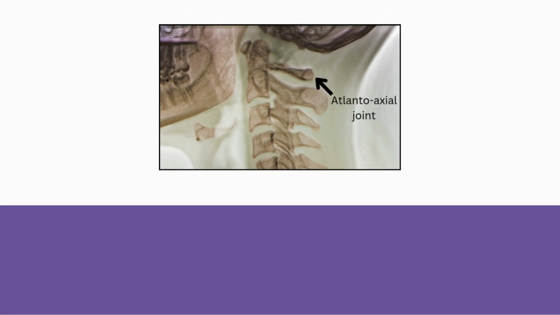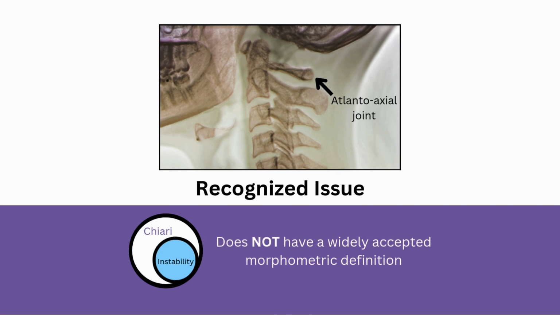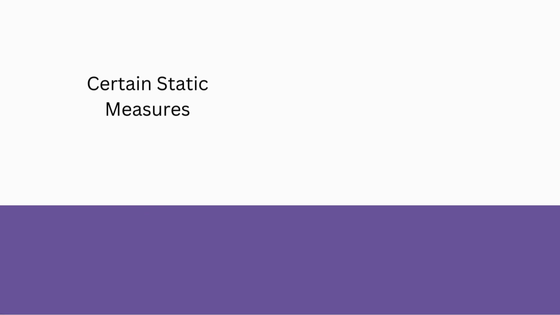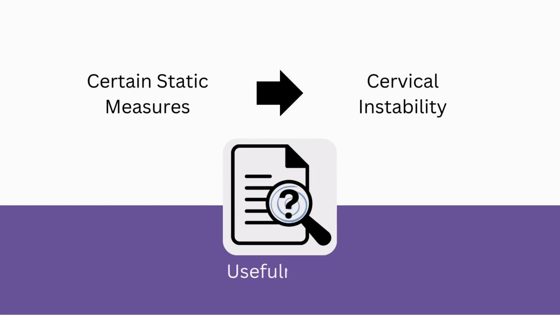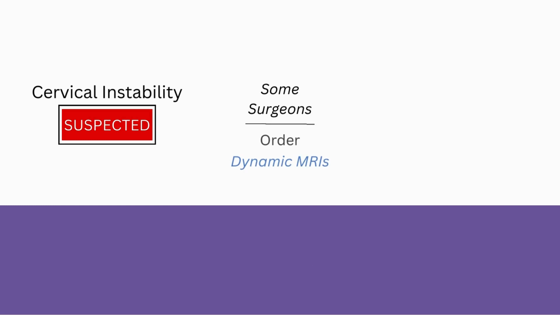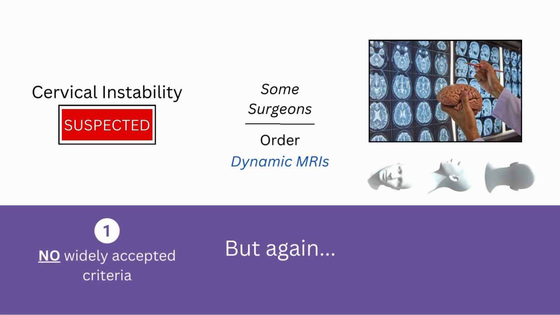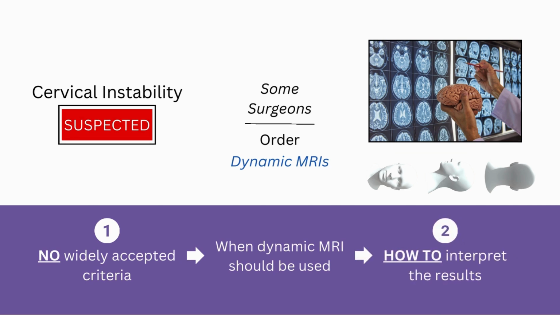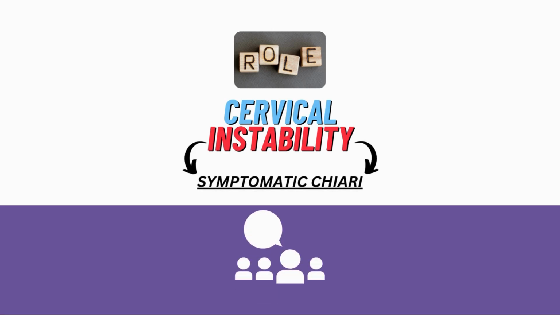Instability of the atlanto-axial joint is a recognized issue among a subset of Chiari patients, but does not have a widely accepted morphometric definition. Certain static measures can be suggestive of cervical instability, but the research is mixed in how useful these measures are. If cervical instability is suspected, some surgeons will order dynamic MRIs, which are a series of scans taken with the head and neck in different positions. But again, there are no widely accepted criteria for when a dynamic MRI should be used or how to interpret the results.